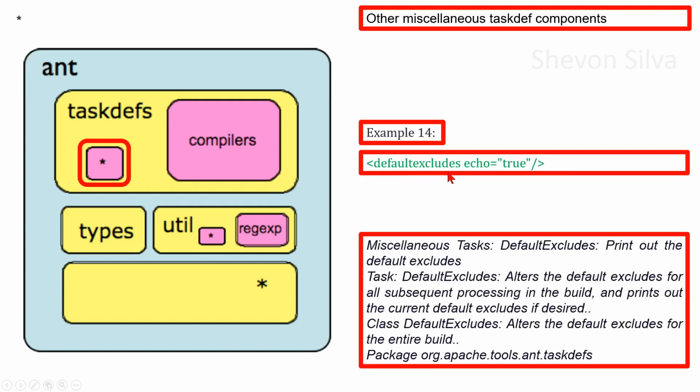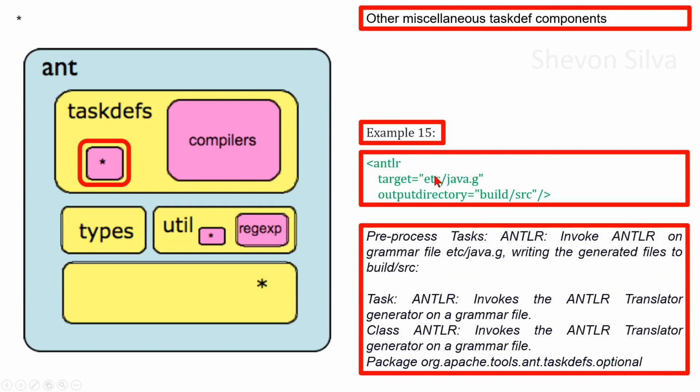Now we are considering default excludes in miscellaneous tasks. Print out the default excludes. The task defaultexcludes alters the default excludes for all subsequent processing in the build and prints out the current default excludes if desired. With regard to API, class DefaultExcludes alters the default excludes for the entire build. This is in the package org.apache.tools.ant.taskdefs.